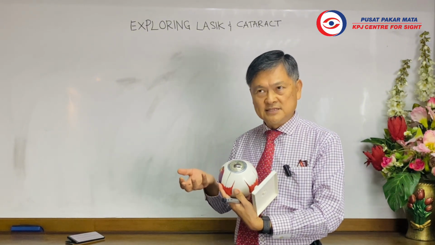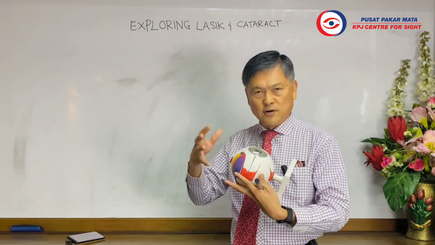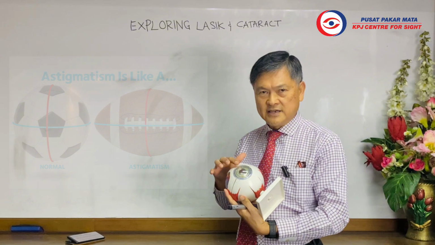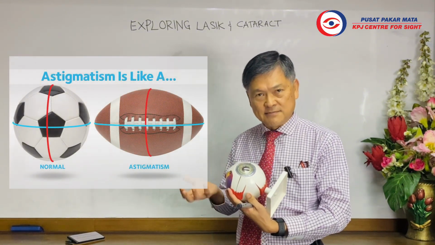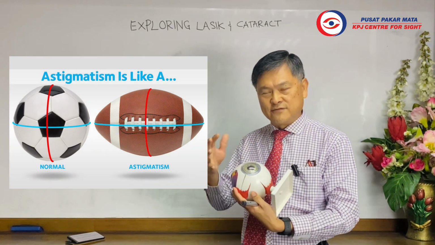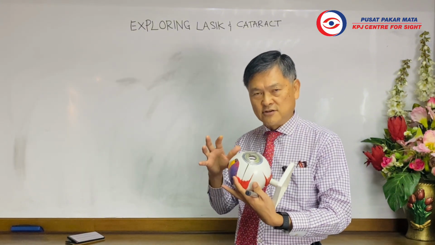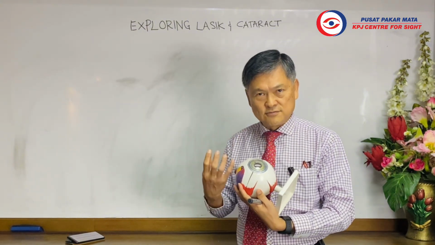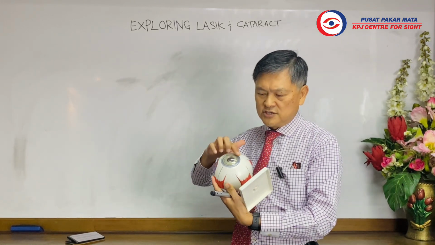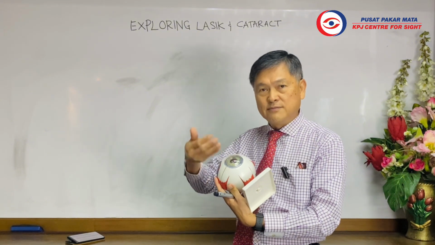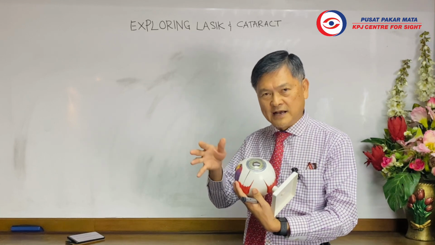Now, when it comes to astigmatism, you can imagine, let's say, a football is round. Our cornea is supposed to be shaped like a football. But if you have astigmatism, the shape of the cornea is not like a football, it's more like a rugby ball. Because the shape is not normal, you need glasses or contact lenses to correct that. With laser correction, the laser will change the shape of the cornea from a rugby ball shape into a football shape. So that's in a simple way how it works.